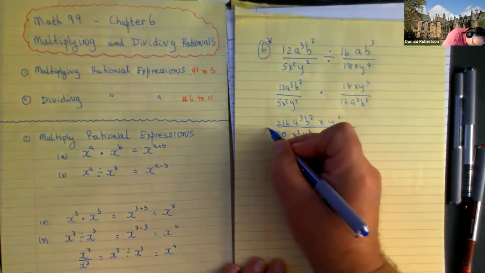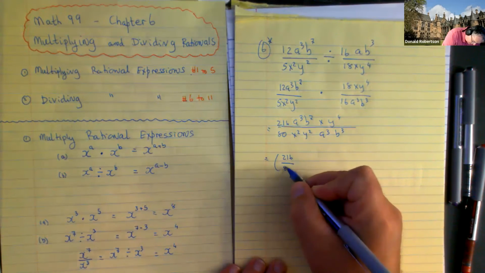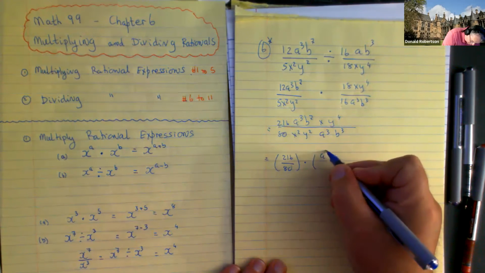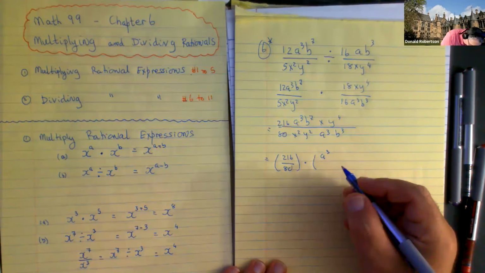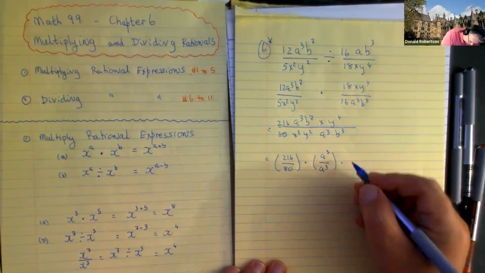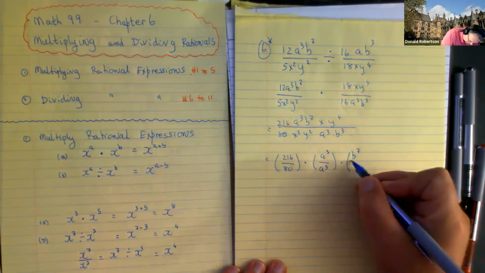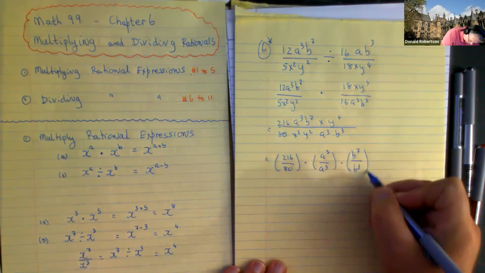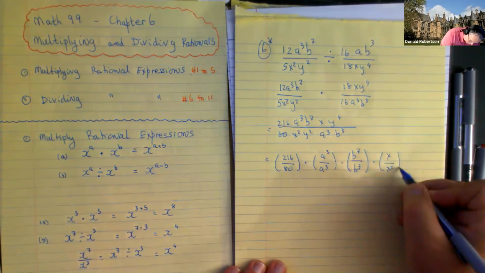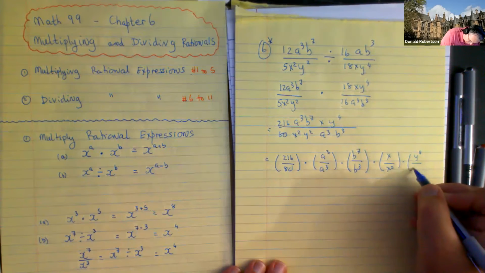Now I will split everything into similar terms. There's the two numbers. I have an a cubed on the top, and I have an a cubed on the bottom. I have a b to the 7 on the top, and I have a b cubed on the bottom. I have an x on the top and x squared on the bottom. I have a y to the 4 and a y squared.